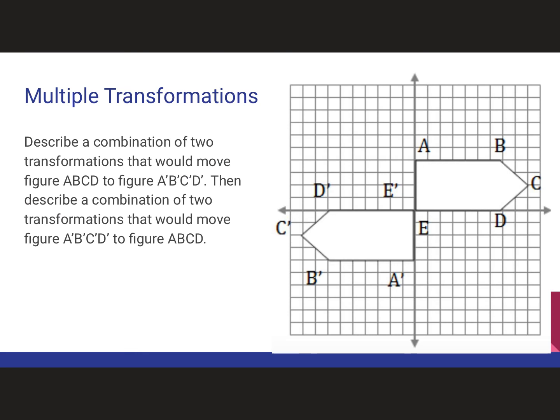Let's look here. Last problem. Describe a combination of two transformations that would move figure ABC, that's this one over here, to the image of figure ABC, the primes. Then describe a combination that would move it the other direction. Okay, so first, to get from ABCDE to the image of ABCDE, I could reflect over the y-axis and then translate it down. Okay, so that's the first one.